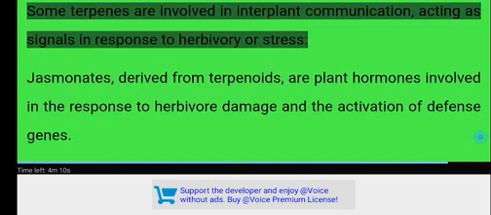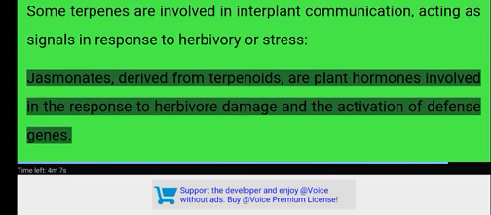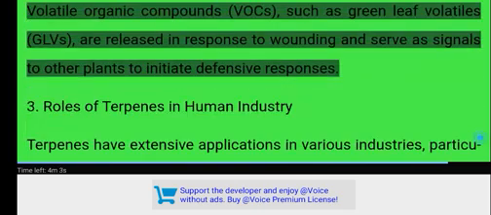E. Signaling. Some terpenes are involved in interplant communication, acting as signals in response to herbivore or stress. Jasmonates, derived from terpenoids, are plant hormones involved in the response to herbivore damage and the activation of defense genes. Volatile organic compounds, such as green leaf volatiles (GLVs), are released in response to wounding and serve as signals to other plants to initiate defensive responses.